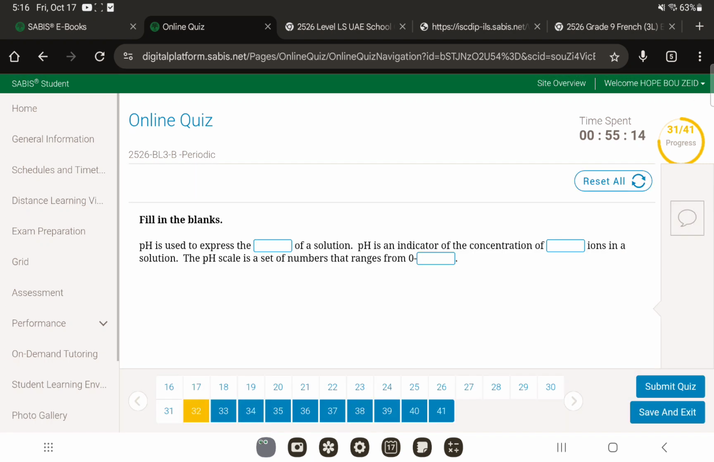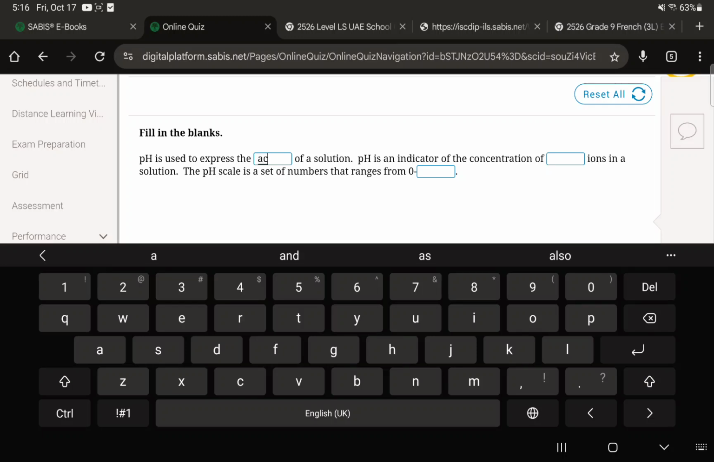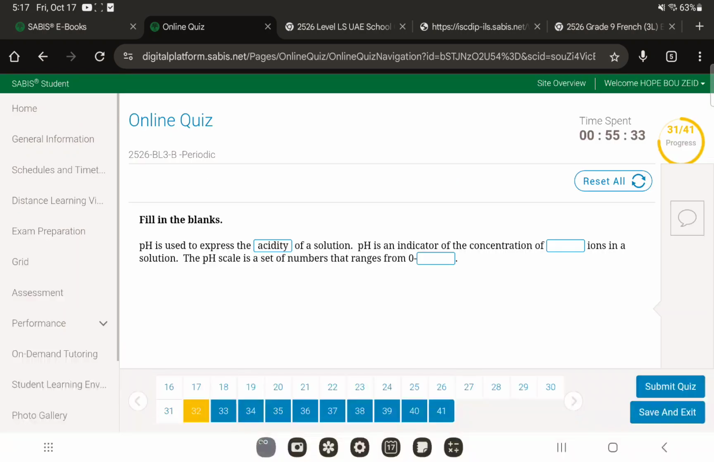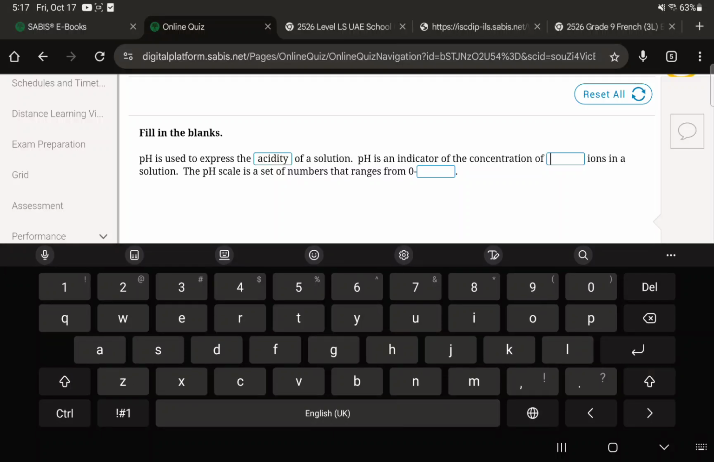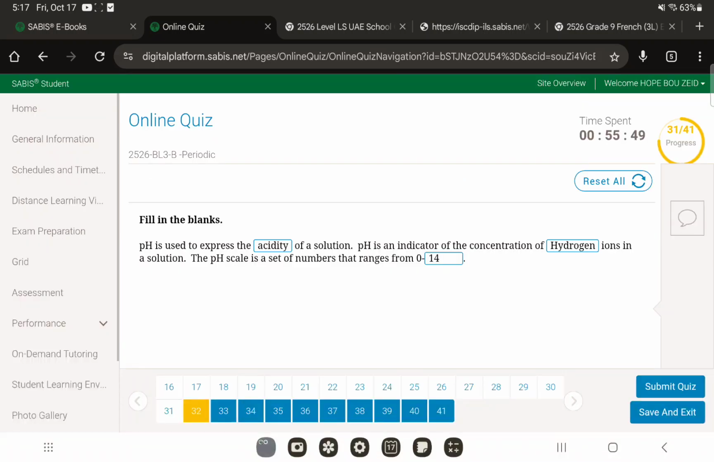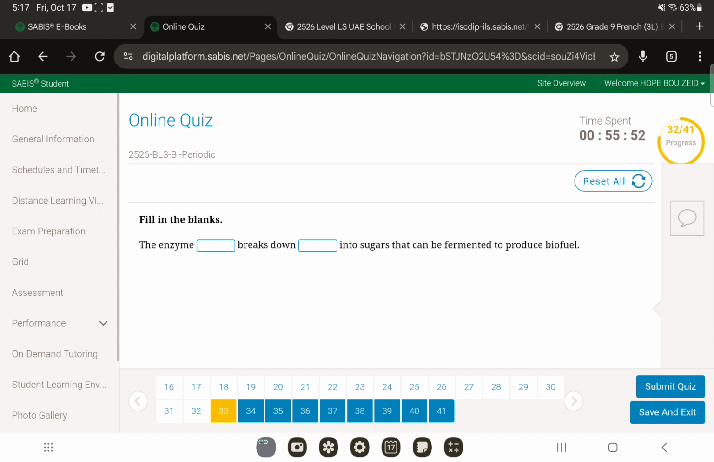pH is used to express the blank of a solution. pH is an indicator of the concentration of blank ions in a solution. Okay, here is acidity. So it is used to express the acidity of a solution. Here it is an indicator of hydrogen ions, I believe. And from 0 to 14, you have to memorize that. We did it, I think, last year or something.